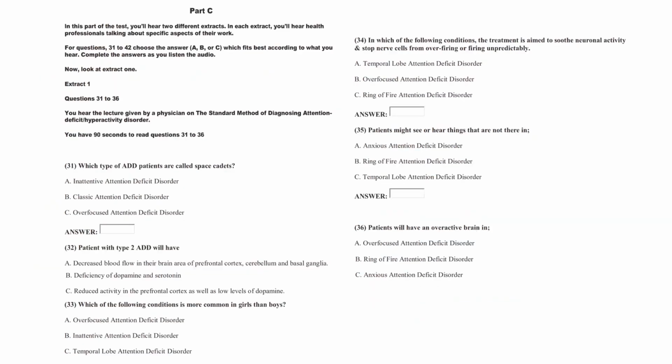This is the end of Part B. Now, look at Part C. Part C. In this part of the test, you'll hear two different extracts. In each extract, you'll hear health professionals talking about specific aspects of their work. For questions 31 to 42, choose the answer, A, B, or C, which best fits according to what you hear. Complete the answers as you listen to the audio. Now, look at Extract 1. Extract 1, for questions 31 to 36. You hear the lecture given by a physician on the standard method of diagnosing attention deficit hyperactivity disorder. You have 90 seconds to read questions 31 to 36.